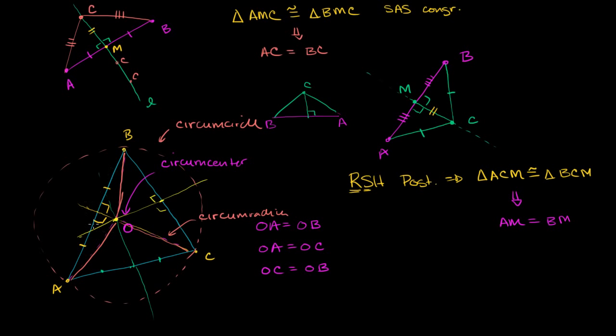circumscribed about the triangle. So we can say right over here that the circumcircle O, so circle O right over here, is circumscribed about triangle ABC, which just means that all three vertices lie on this circle, and every point on this circle is the circumradius away from this circumcenter.